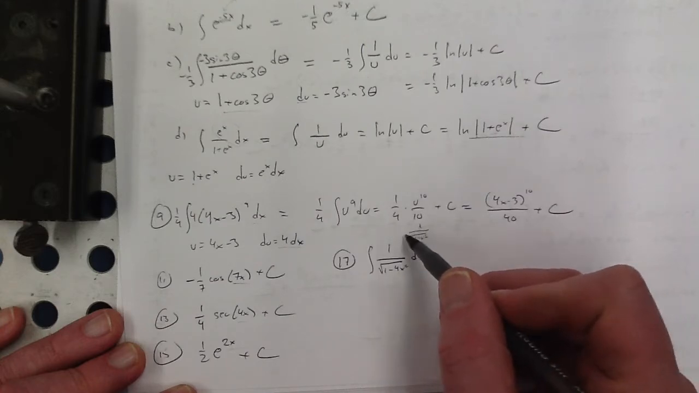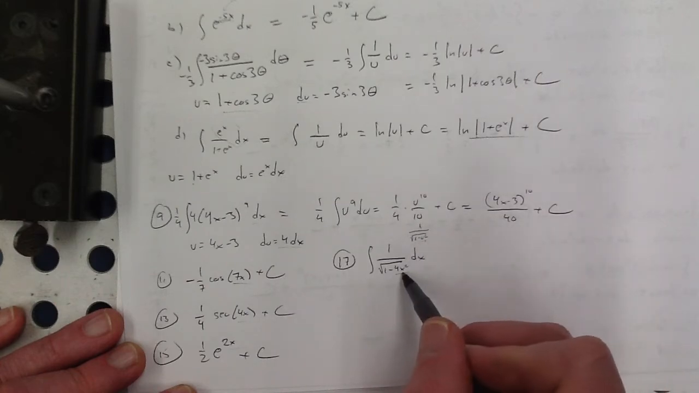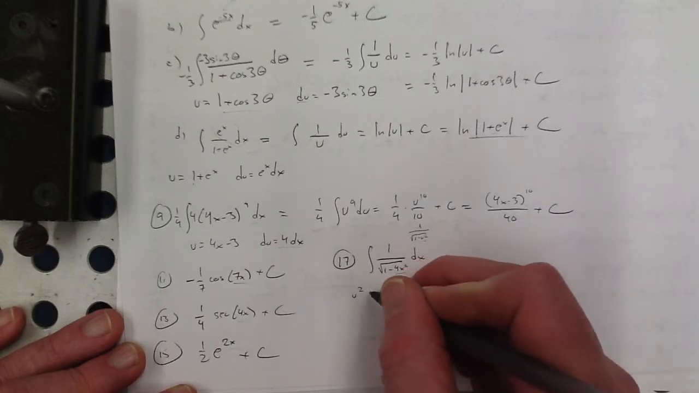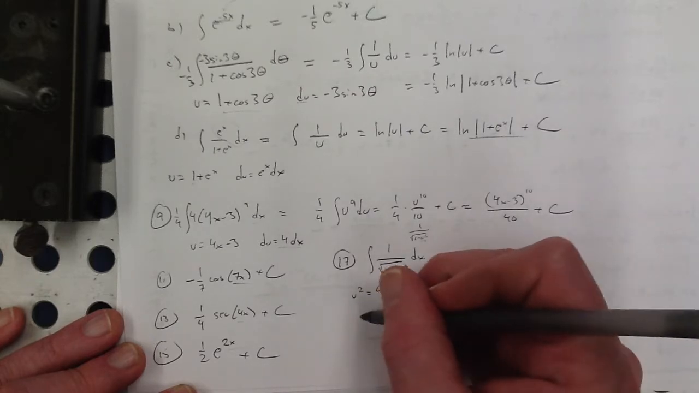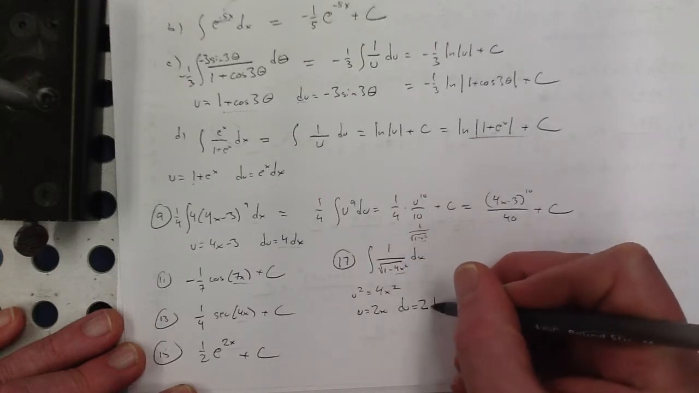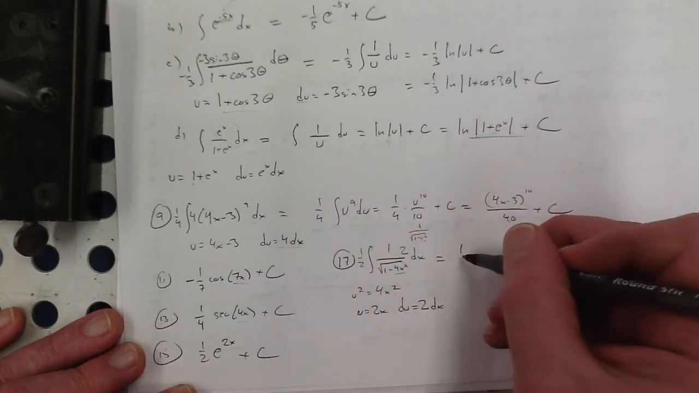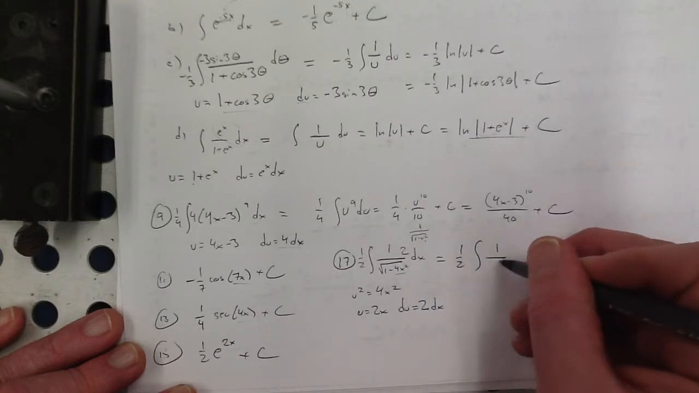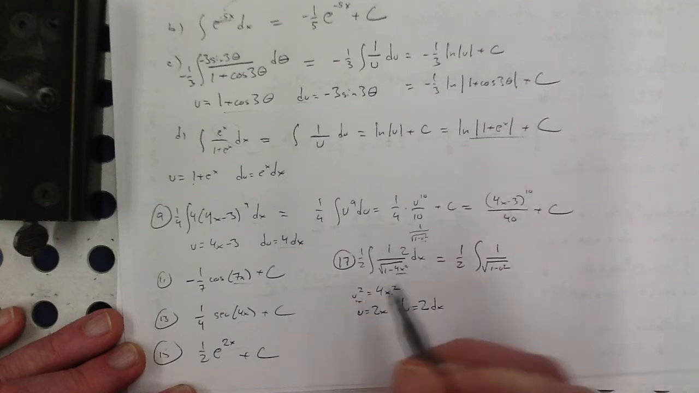Now I'm going to write that as 1 over the square root of 1 minus u squared. So here, I would like that to be u squared instead of 4x squared. So u squared is equal to 4x squared. If that's what u squared is, then u would have to be 2x, so du would have to be 2 dx. So I need a 2 in here, 1/2 on the outside, and that means I have 1 over the square root of 1 minus u squared, right?